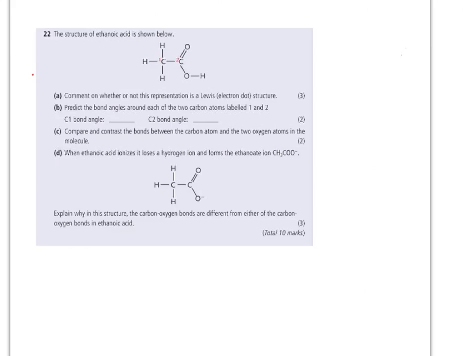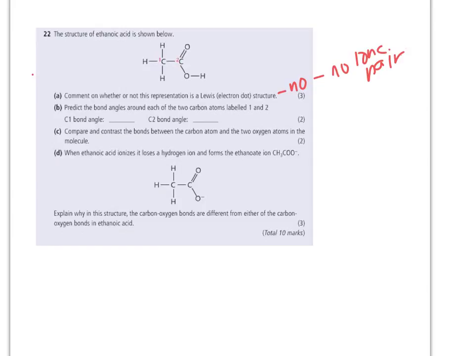And number 22, the structure of ethanoic acid is shown below, and we drew methanoic acid earlier in this problem set, so it should look similar to you. It says, comment on whether or not this representation is a Lewis electron dot structure, and your hint is that they include the word electron dot, so no, this isn't. There's no lone pair shown, and there would be if it were a true Lewis structure.